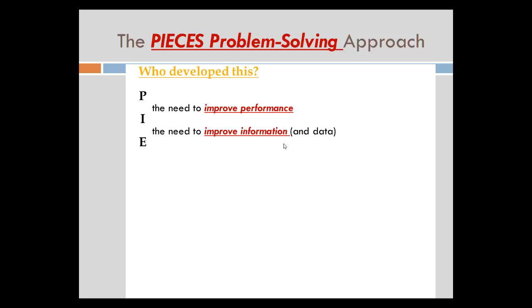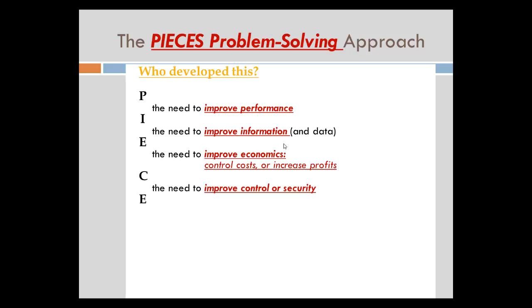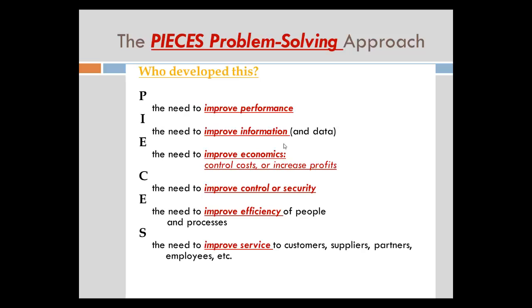The I, the need to improve information. The E, the need to improve economics and control costs and increase profits. C stands for improving control and security. And E is the need to improve efficiency. And S finally is customer relationship management oriented, and it improves services to customers, suppliers, partners, and employees.